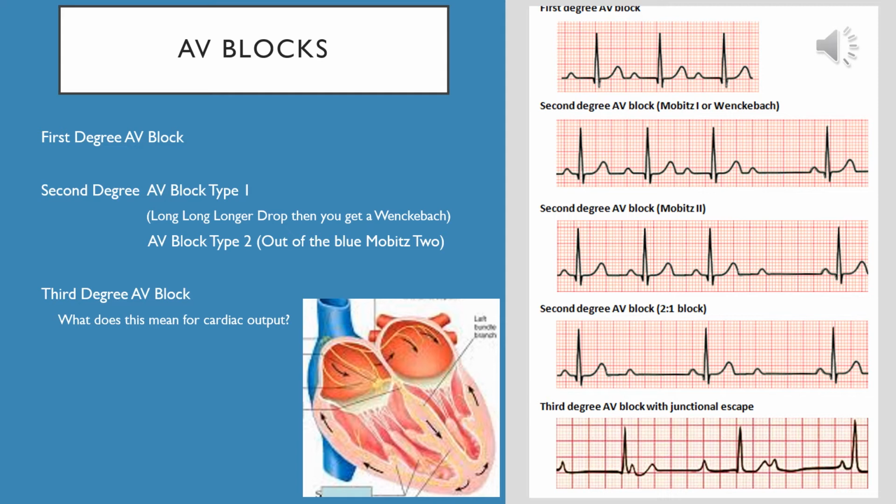Now, third degree AV block with your junctional escape. The junctional escape is the ventricle starting to fire off and go on autopilot because there is no communication between the atrium and the ventricles. So the atrium are beating, sending out their message thinking everything's good, and the ventricles are beating at their ventricular paced rhythm.